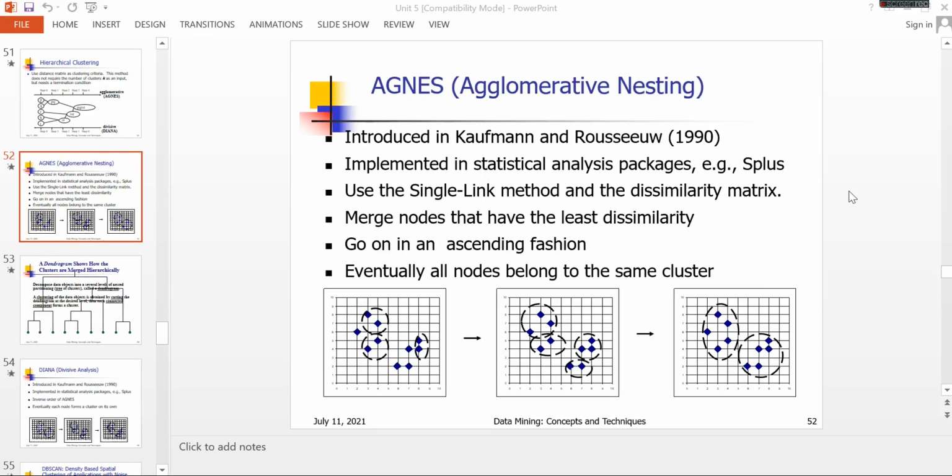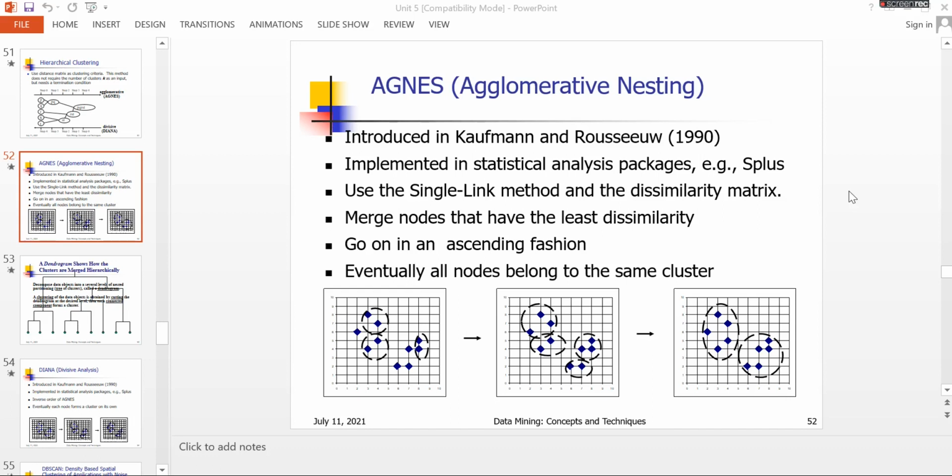This is the diagrammatic representation of the agglomerative method. So Agnes, the agglomerative method introduced by Kaufman and Rousseeuw in 1990, implemented in statistical analysis packages, uses the single link method and the dissimilarity matrix. As we have already seen, this is nothing but merging nodes that have the least dissimilarity. Least dissimilarity means most similarity, that you have to merge. Based on the similarity, you have to combine the data, and in that way you go from bottom to up. So based upon the similarity you are going, that is nothing but generalization.